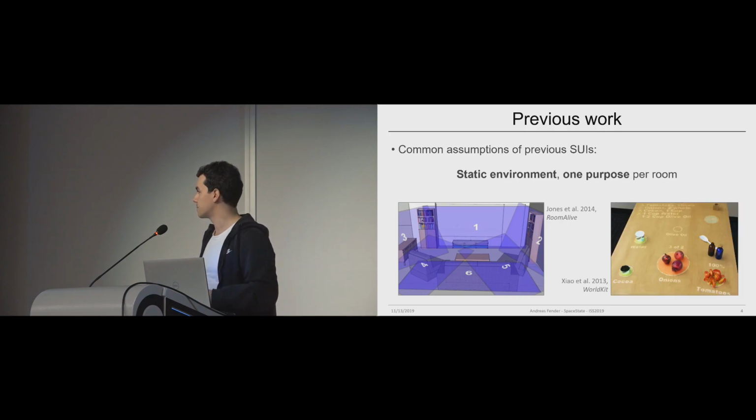And then there's a similar work by Xiao et al., called WorldKit, where users can actually create interfaces ad hoc, very quickly. But still, when they move stuff around or switch to a different purpose, they will have to recreate their user interface. And while the system can detect whether or not certain surfaces are present, it does not detect what the current use of the room is.